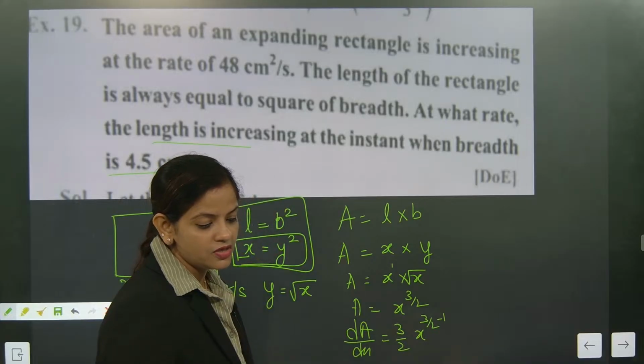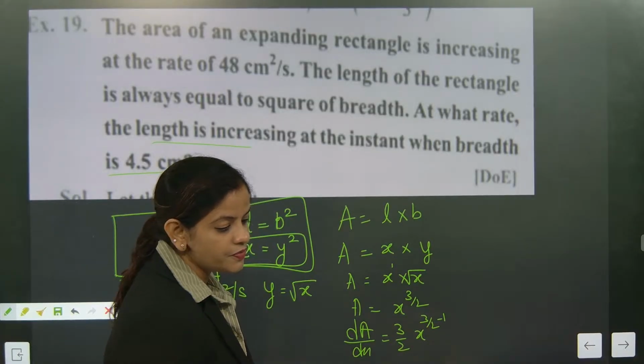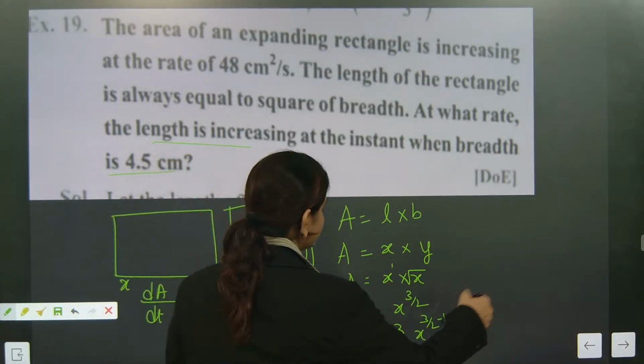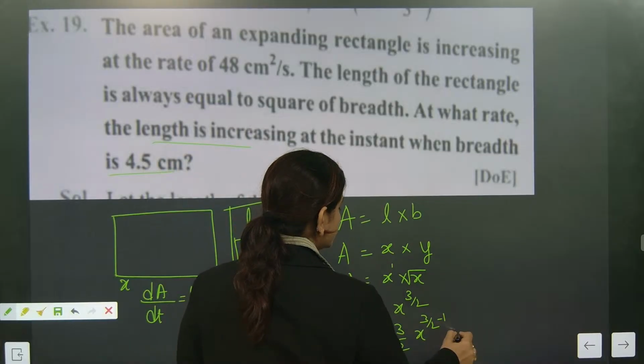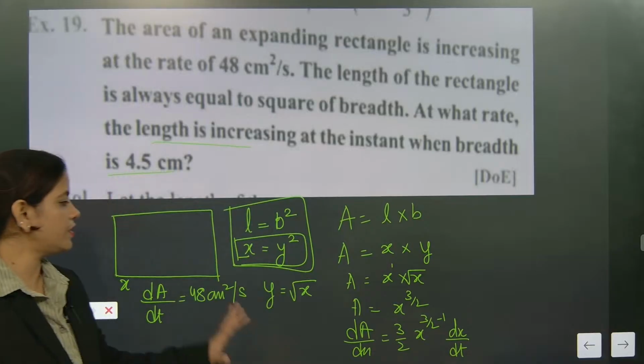This is the differentiation with respect to x. Understood? So once you are differentiating it with respect to x, what next you can do here is, just this is coming as dx by dt. Here you have to write dx by dt. Till here the work is over.